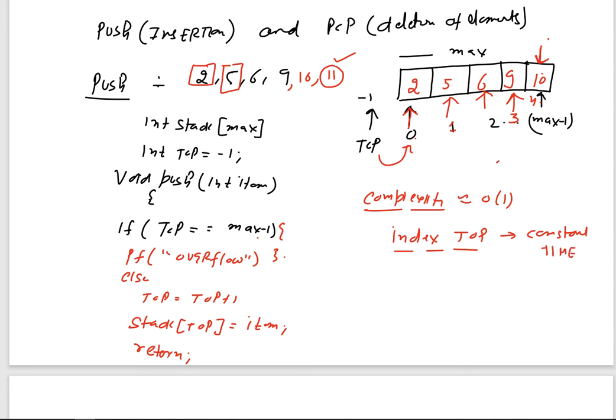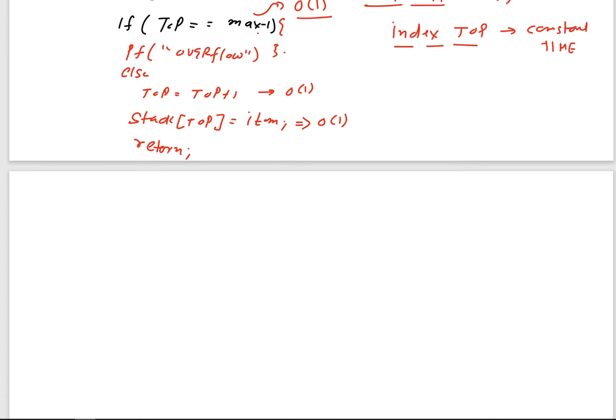Okay. So this is one, and here we have only one comparison, which can also be done in constant time. Else, this is again one constant time, and this is a kind of assignment, and this is again a kind of assignment. So overall, the total time complexity for this is of order of 1. Okay. Now, the second operation in the stack is the pop operation.